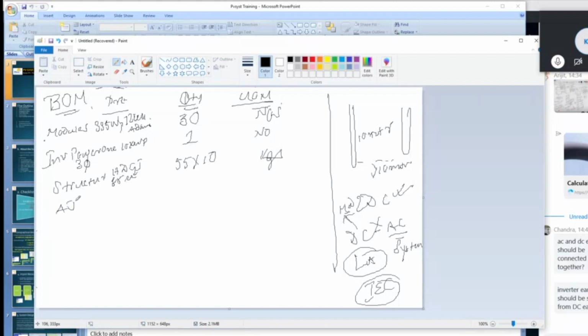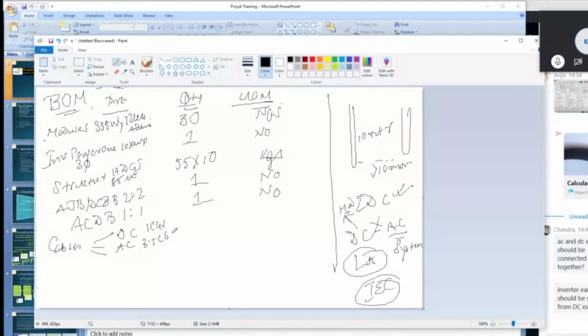Next is AJB or DCDB. We have already learned it will be 2:2, and other parameters we have already learned. We would be taking it as one number. ACDB 1:1 would be one number. Cables would be of three types. Why three types? One is DC, single core 4 square. One is AC, 3.5 core 6 square.